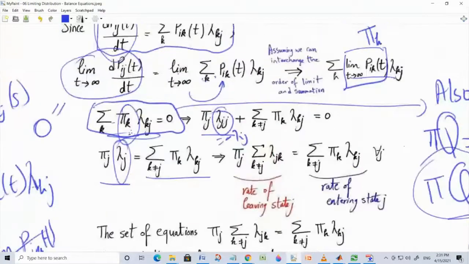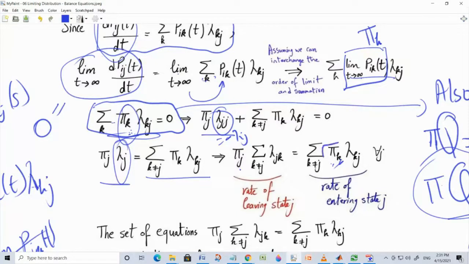Okay, and so you get this expression here, which can be thought of as an eigenequation for Q. It can also be written in this form: pi j multiplied by the summation over k not equal to j of lambda jk is equal to the summation over k not equal to j of pi k lambda kj. Okay, so what is this thing? Let's look first at the right hand side. This is a summation with an index that sweeps through all states except state j itself. So k is a state that is different from j.